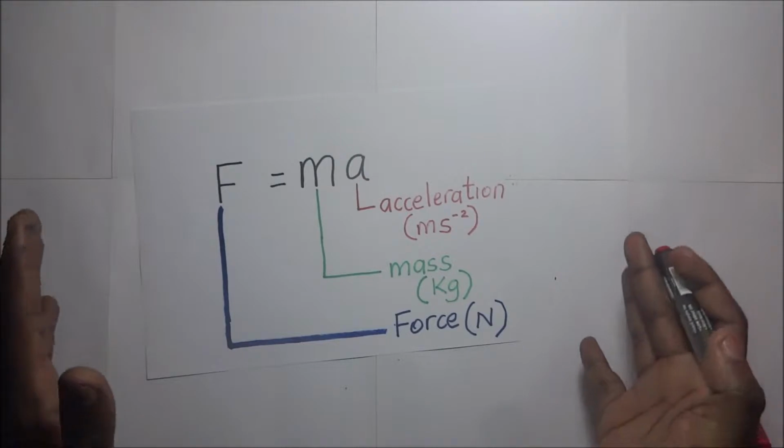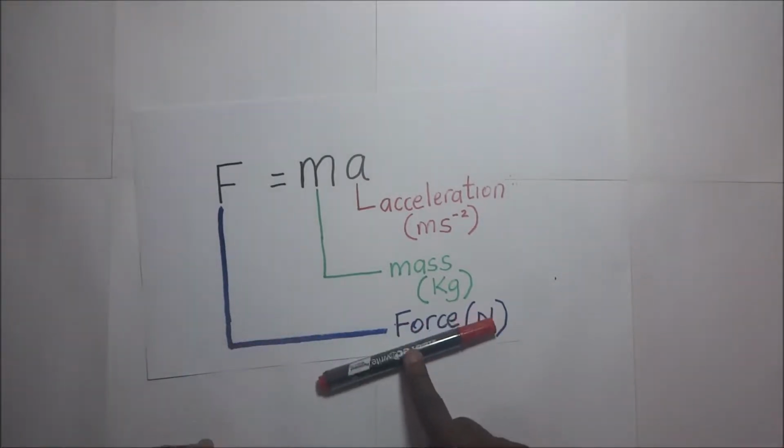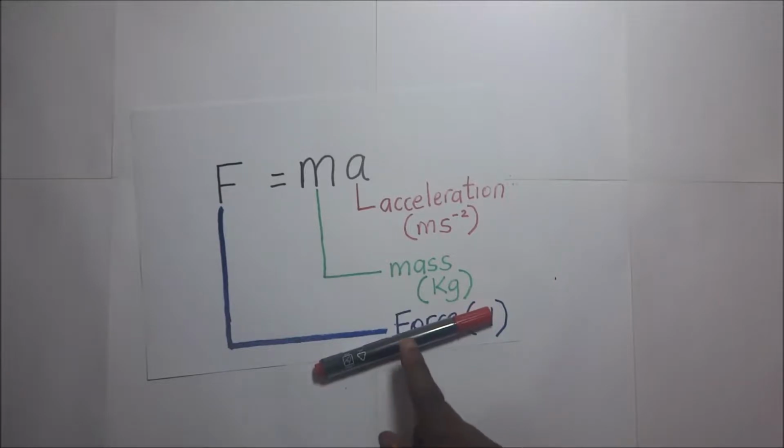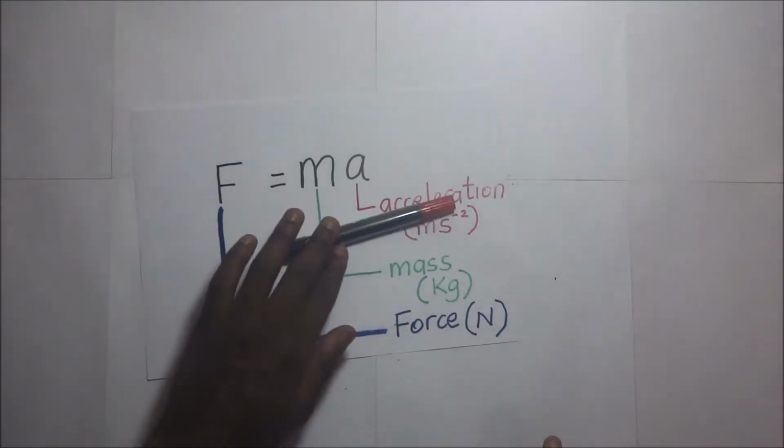That is, if you push an object with a certain force, the object will accelerate. Now if you push that same object harder, that is, if you use a bigger force, it means the object will accelerate at a higher rate. This only serves to show that there is a relationship between the force that I am using to push the object and the acceleration with which it moves.